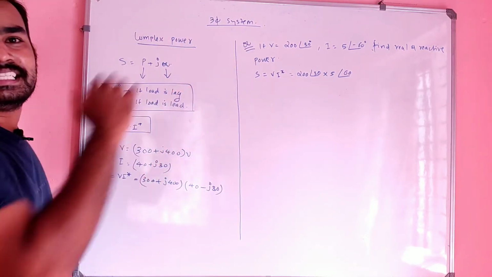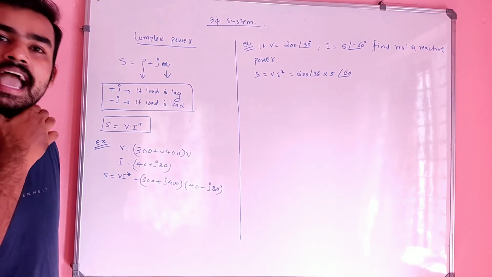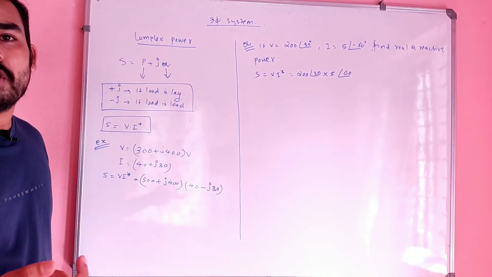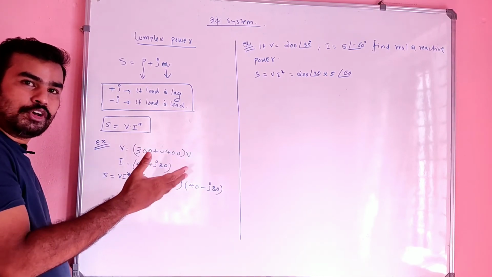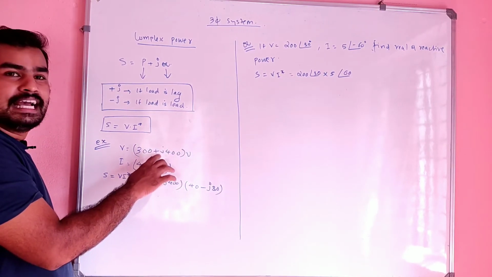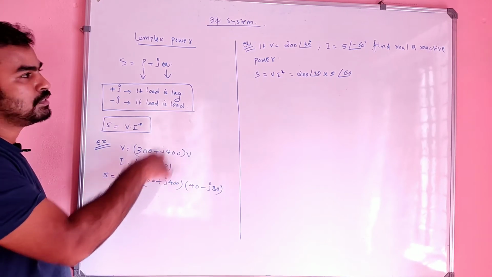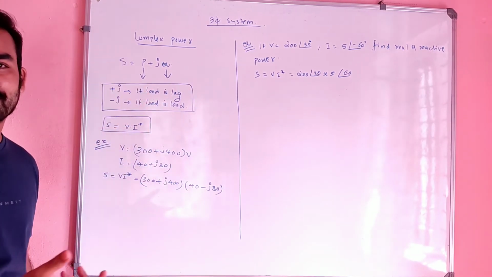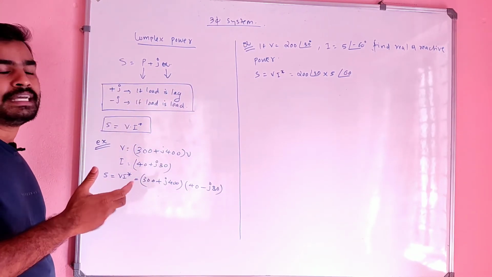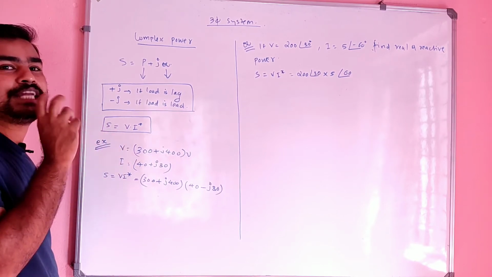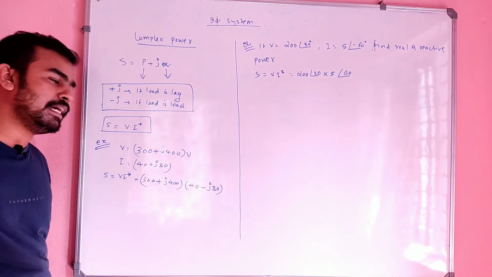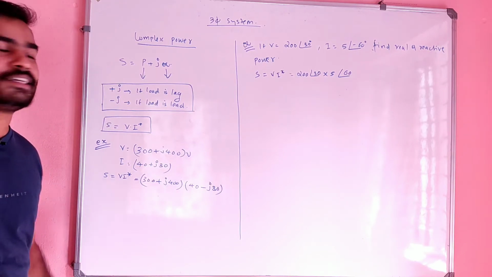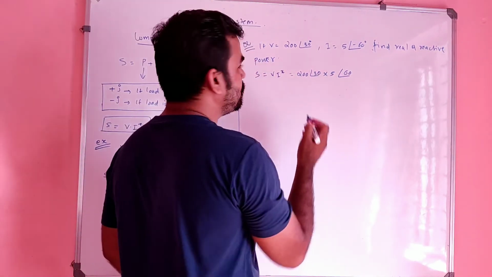Simply changing the sign of the angle will give the conjugate. In terms of A plus JB format, you simply change the sign of the imaginary term. But in terms of R angle theta form, if you have to find the conjugate of that R angle theta, you simply take R angle minus theta, that's all. That will be the conjugate.